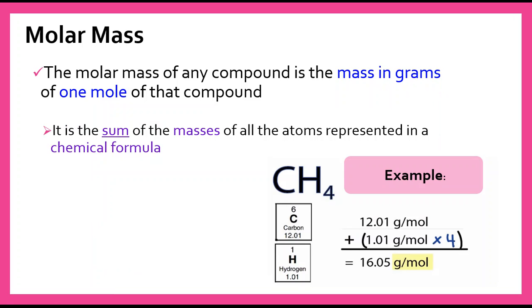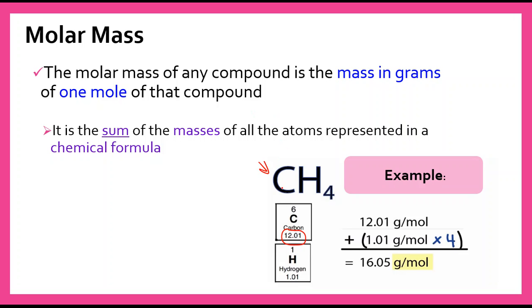All right. Now, molar mass of any compound is the mass in grams of 1 mole. So that's the overall definition of what molar mass is. Now, how do you find molar mass? It is summing up the masses of all the atoms represented in the chemical formula. So we need our periodic table for this because we have to look up their masses. Remember, the mass number is always the decimal number on the periodic table.